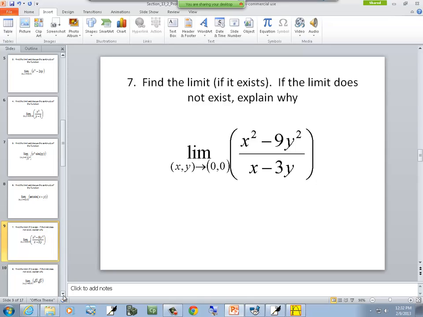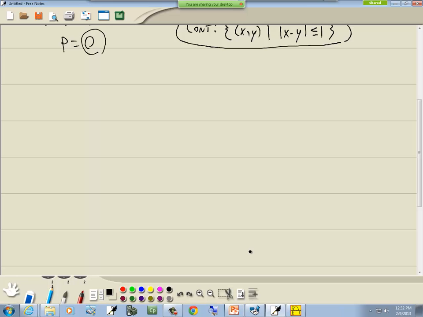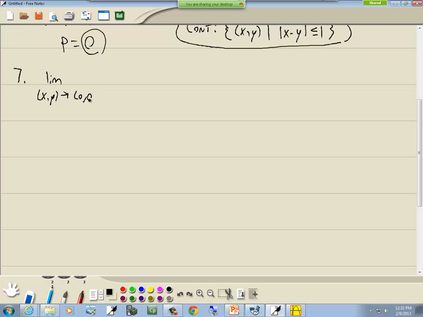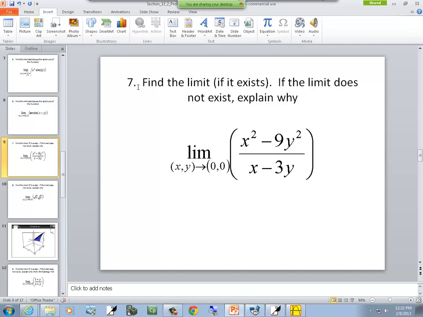Okay, let's look at this one. The limit as x, y goes to 0, 0 of x squared minus 9y squared over x minus 3y.